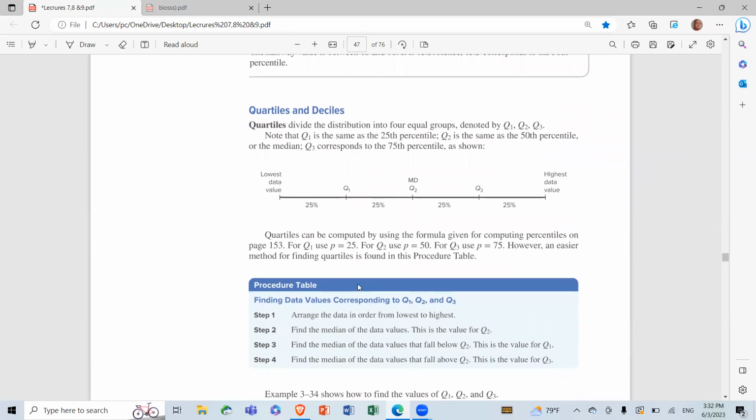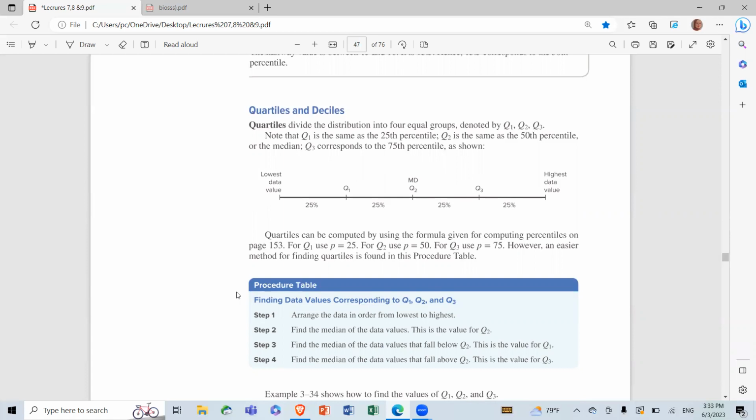Quartiles and deciles. Quartiles divide the distribution into 4 equal groups, denoted by Q1, Q2, Q3. Note that Q1 is the same as the 25th percentile. Q2 is the 50th percentile, also the median, the one in the middle, same as the median. Q3 is the 75th percentile. As you see here, lowest value, highest value, the median in the middle is the same as Q2, 50%. Q1 is the 25th percentile and Q3 the 75th percentile.